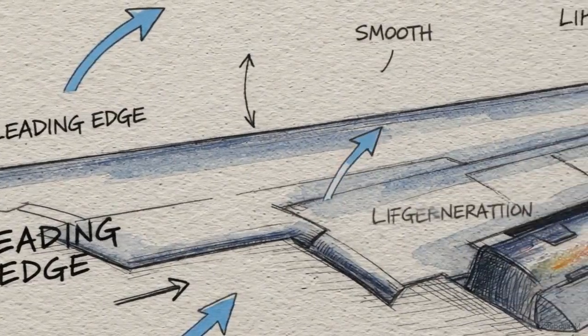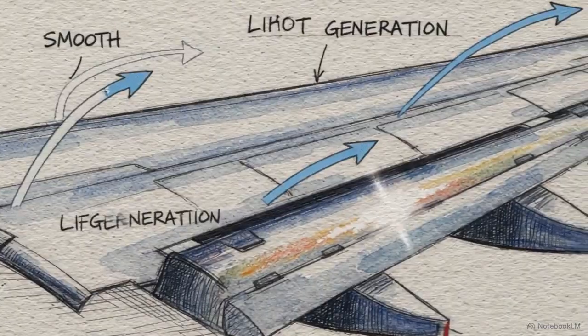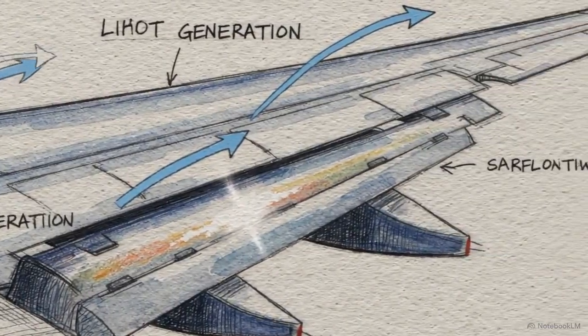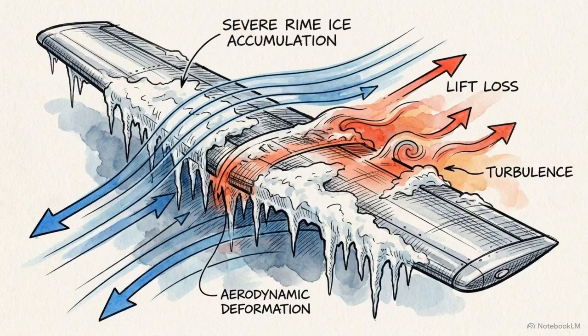Look at a modern aircraft wing in flight. It is a perfectly contoured surface designed to split the air with mathematical precision. But as an aircraft climbs into dense clouds, that precision is under threat. Structural icing is a hazard of aerodynamic deformation.